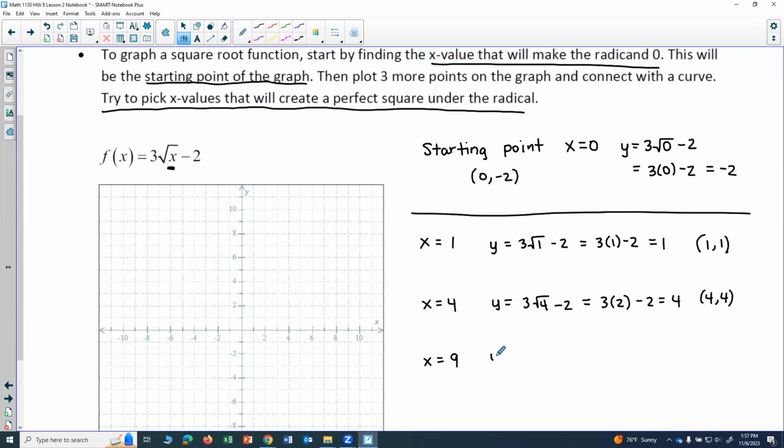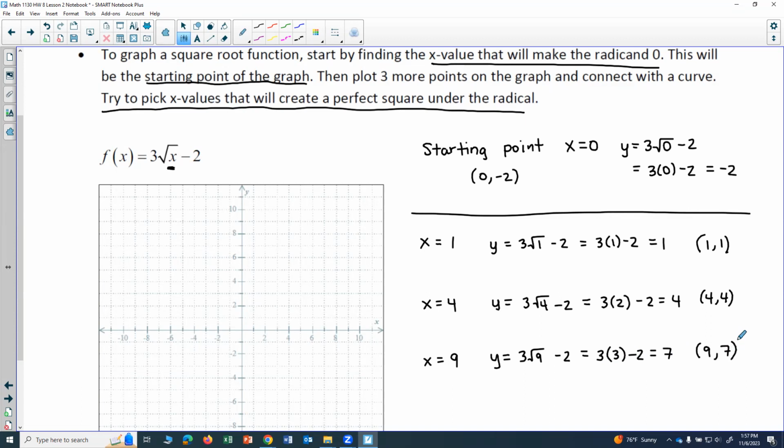And when x equals 9, I'll get y equals 3 square root of 9 minus 2. Square root of 9 is 3, so I'll get 3 times 3 minus 2. 3 times 3 is 9, minus 2 equals 7. So I have the point 9, 7.